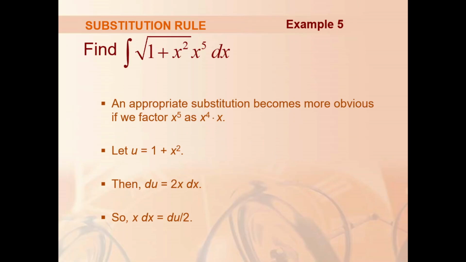Let's find this for a fifth example: the integral of the square root of 1 plus x squared times x to the 5th dx. An appropriate substitution becomes more obvious if we factor x to the 5th as x to the 4th times x. So let u be 1 plus x squared, then du is equal to 2x dx. So x dx becomes du over 2.